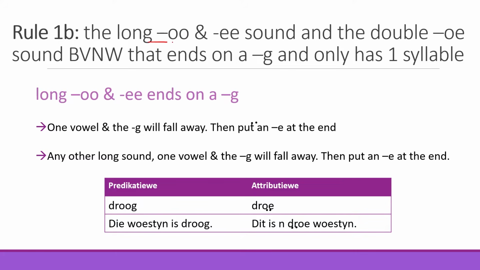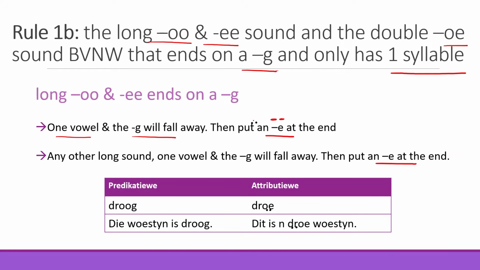Rule 1B. When we have long oo and e sounds that end on a G and one syllable, you have one vowel only and the G will fall away and you put an E with a double punt at the end. Any other long sounds, so long sounds that are not oo or e, you would just put an E at the end. So you'd still have one vowel, the G will fall away, but you're just going to put the E, not the double punt E.